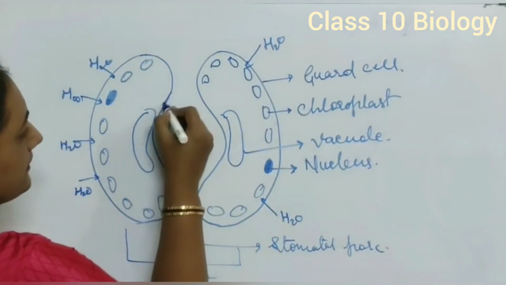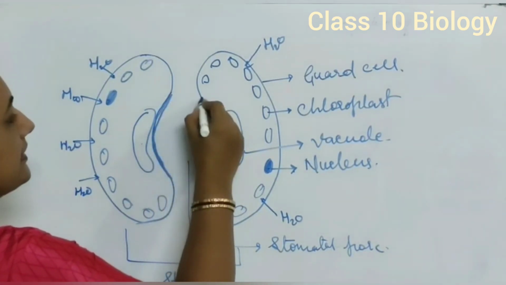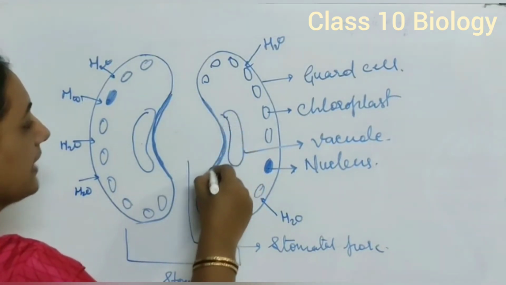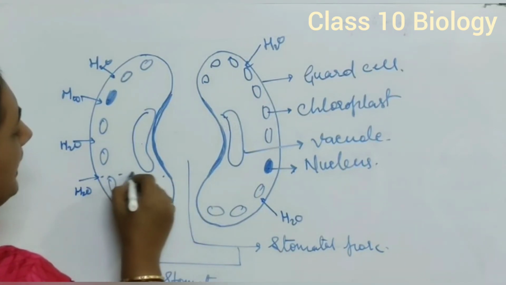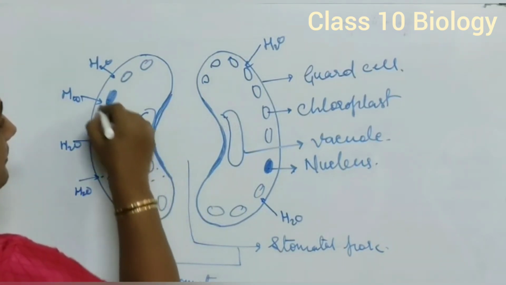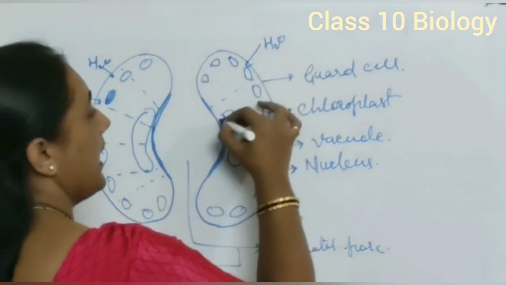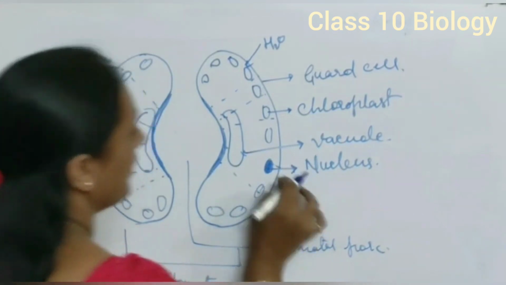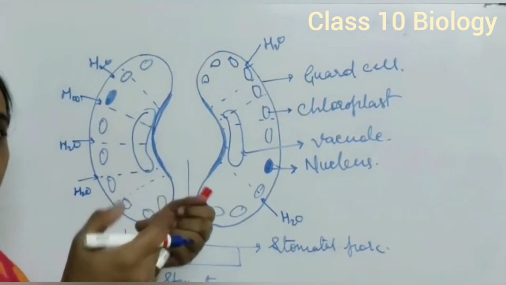This layer is a little bit thick in nature. This is a thick layer. This side also is thick in nature, and the two guard cell layers are attached with each other with the help of microfibrils. Here fibrils are there which are elastic in nature. And as soon as water accumulates in the cell, this wall tries to stretch and the wall becomes open.